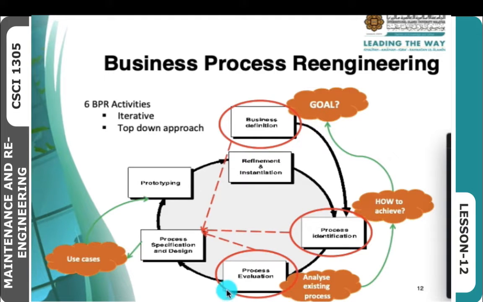Then it goes to process specification and design. This will come out with use cases, which are gathered from the information you have from the definition, the identification, and the evaluation. Using these three pieces of information, the use case is developed, and it will be used to develop a prototype. Then the prototype will be tested, and you do refinement and installation. This may be done iteratively. That is business process re-engineering.